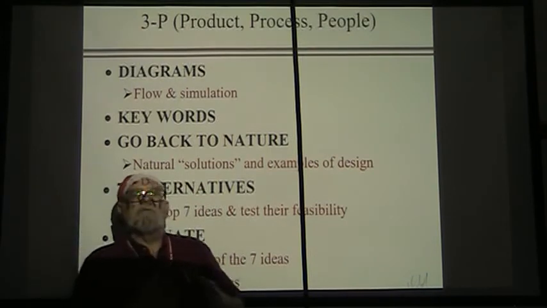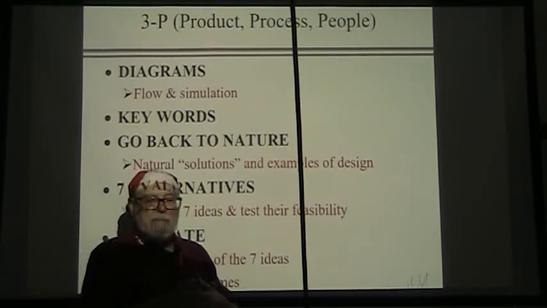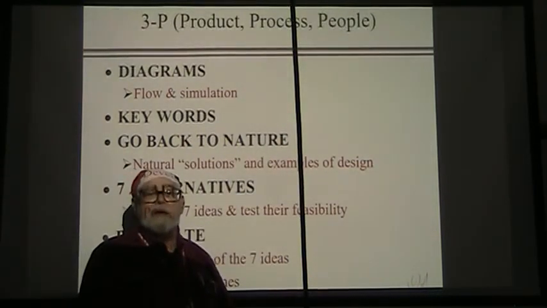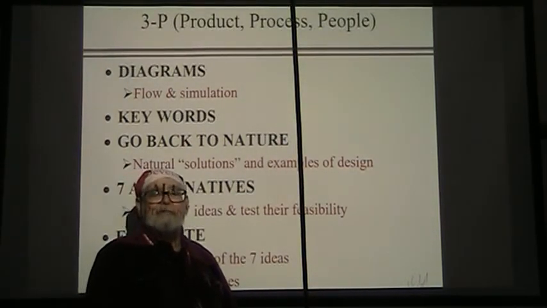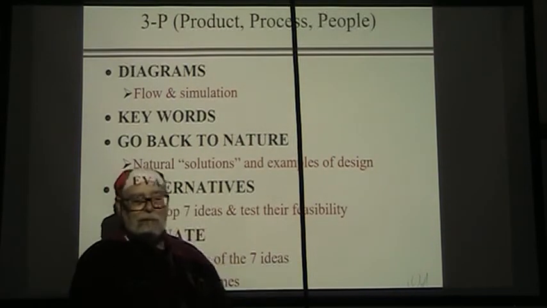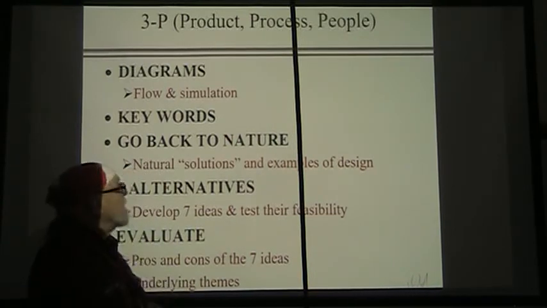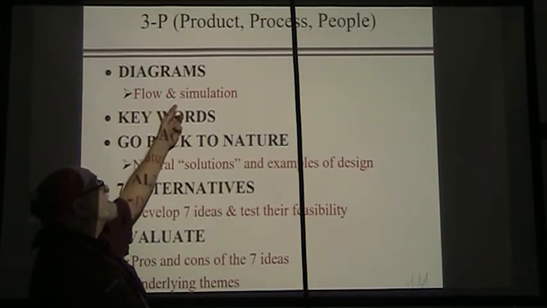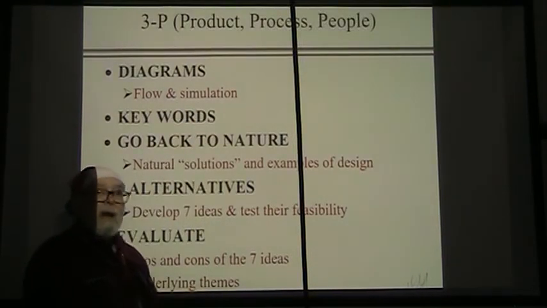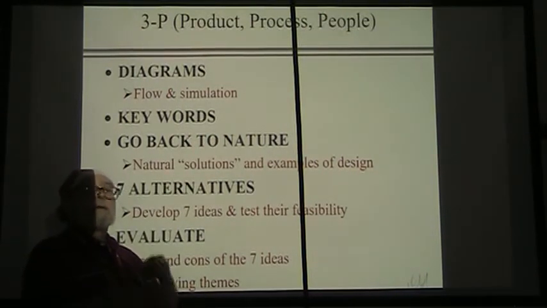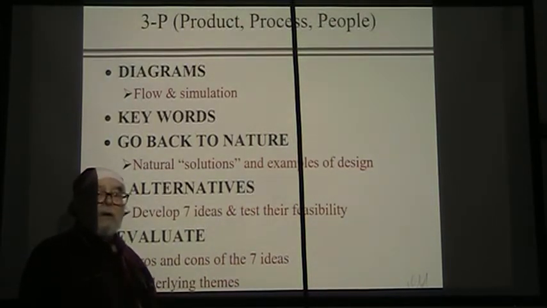All right, so if we do a 3P event, the 3Ps, actually there's argument in the Lean community about what those 3Ps should be. I put down product, process, and people. We need diagrams of what the flow is and simulations possibly of what could be our future flow. What are our key words in our processes or our production?